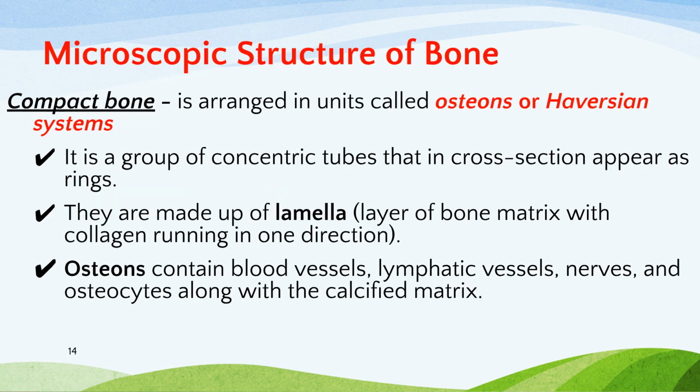Let's look at the microscopic structure of bone. Compact bone is arranged in units called osteons, or Haversian systems. This structure is a group of concentric tubes that in cross-section appear as rings. They are made up of lamellae, which are layers of bone matrix with collagen running in one direction. Furthermore, osteons contain blood vessels, lymphatic vessels, nerves, and osteocytes, along with the calcified matrix.